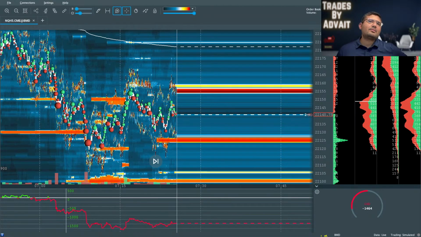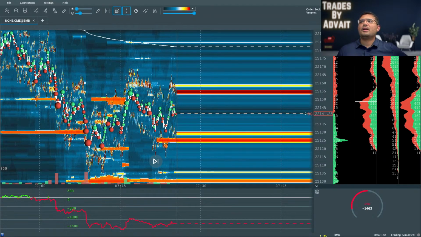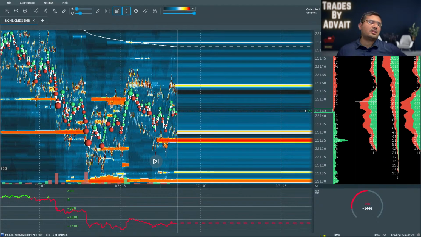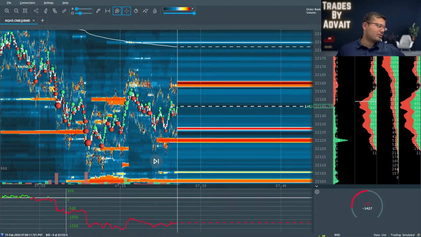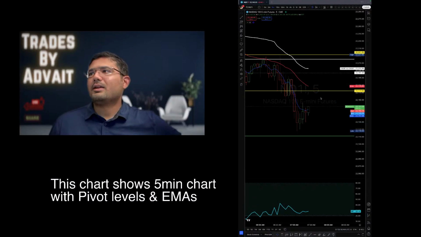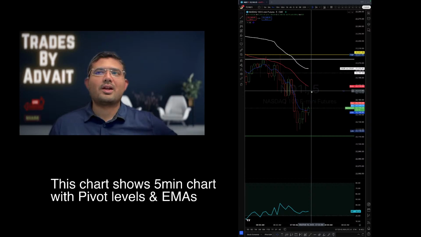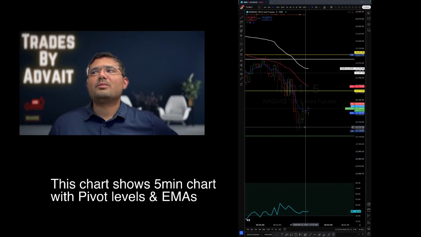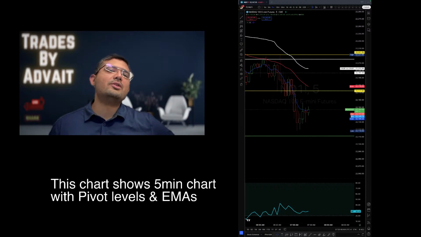But I wouldn't be surprised if we go up and test the first 15-minute range. So over here you can see, if we test 22,172, I wouldn't be surprised. And the reason why I wouldn't be surprised is because we don't have a lot of huge news today.